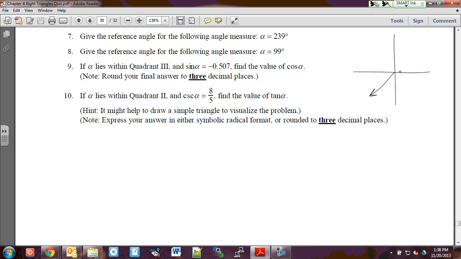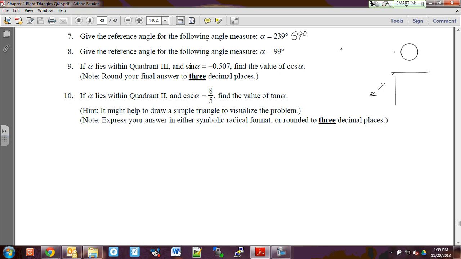239 degrees. So it starts here and comes all the way around, right? But now our reference angle just starts at 180 and goes down to the 239. So to find your reference angle, take 239 and subtract it from 180, and we will get our reference angle as 59 degrees. So I'm going to erase this.